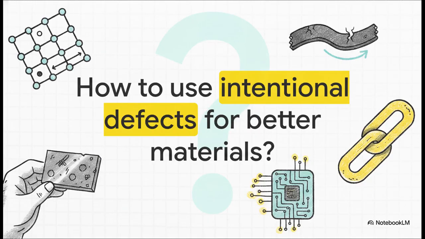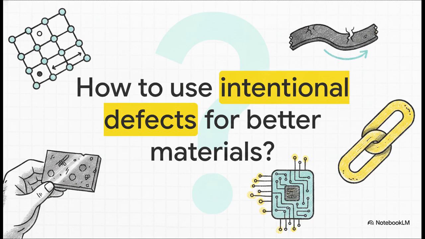So what does this all mean? The absolute crucial takeaway here is that real materials are defined not just by their perfect geometry, but by their flaws. Material scientists intentionally introduce defects to change how metals bend or how semiconductors conduct electricity.